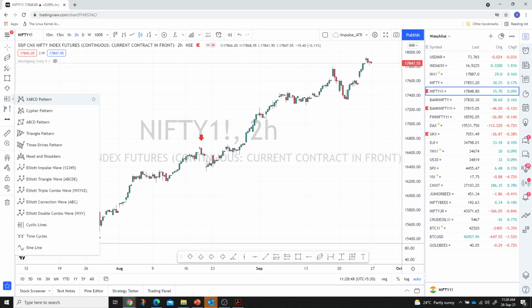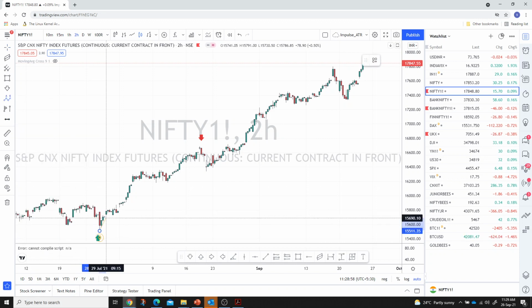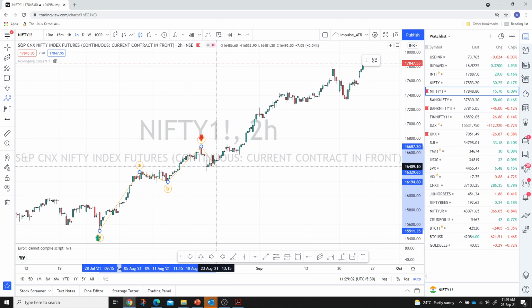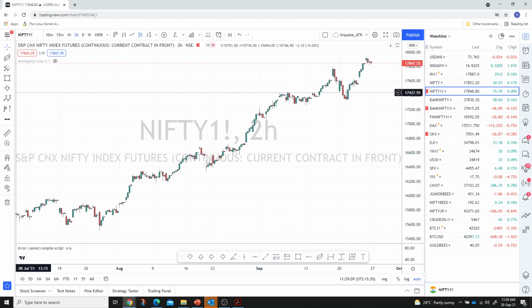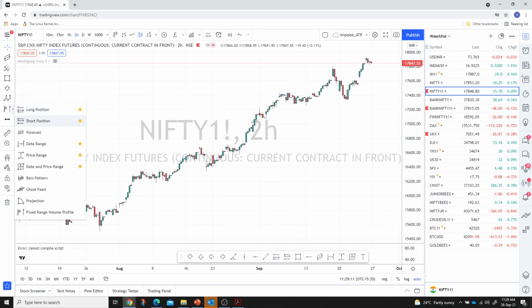Then for people who are into Elliott waves, ABCD, Shiffer patterns and so on, you can use these tools to also annotate. Again, not something which I use, but you can use this to annotate cycles. I don't know if I'm trying it right. Disclaimer. Okay. Then these are some things which I use quite regularly.